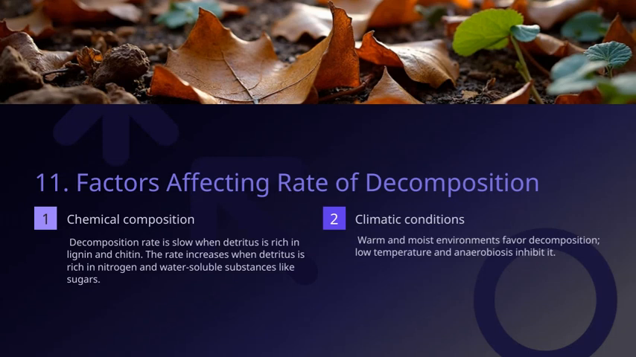Let's talk about how environmental conditions influence decomposition. Warm and moist environments tend to accelerate the process because they create ideal conditions for microbes and decomposers to thrive. On the other hand, low temperatures and anaerobic conditions, where oxygen is scarce, tend to slow down or even inhibit decomposition. Moving on to the chemical composition of the detritus, the rate of decomposition is also affected by what the material is made of. For example, if the detritus is rich in lignin and chitin, which are tough and resistant compounds, decomposition happens more slowly.